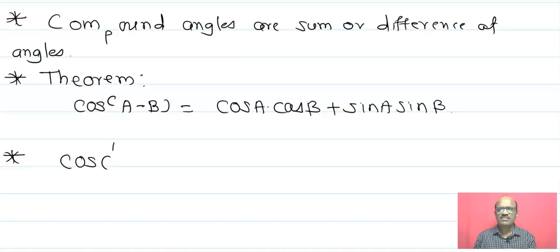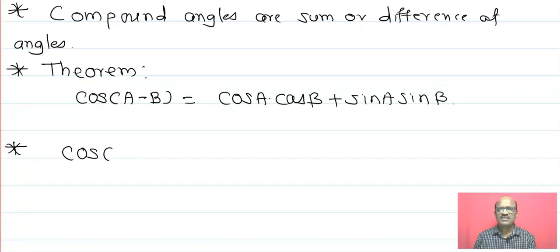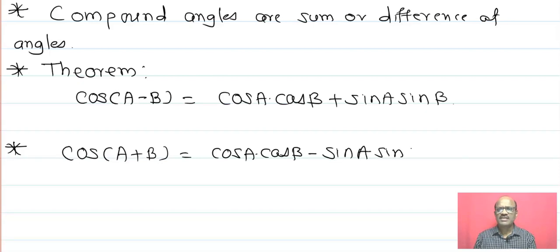Okay, now see this. The first formula is for the difference, and the second formula is for the sum: cos of a cos b plus sin of a sin b.